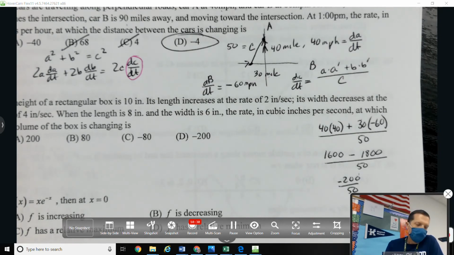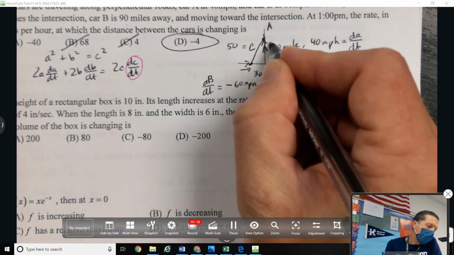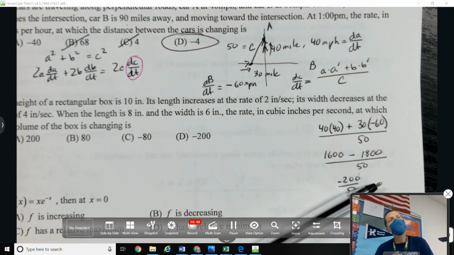What are the odds of that? How do you only change like 4? Well, it's because one's going this way and one's going this way that the change is small. So it's a good question. It seems small, but one's coming toward the intersection, one's going away from the intersection, so the distance between them isn't changing a whole lot.